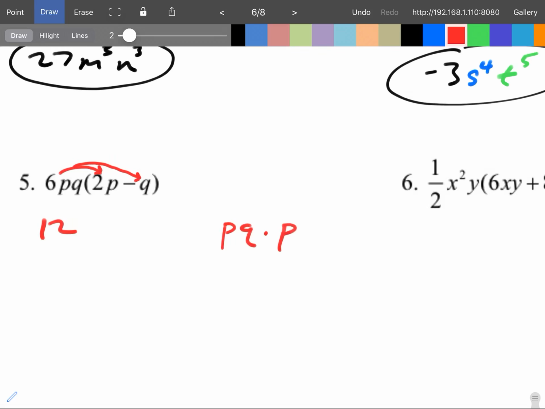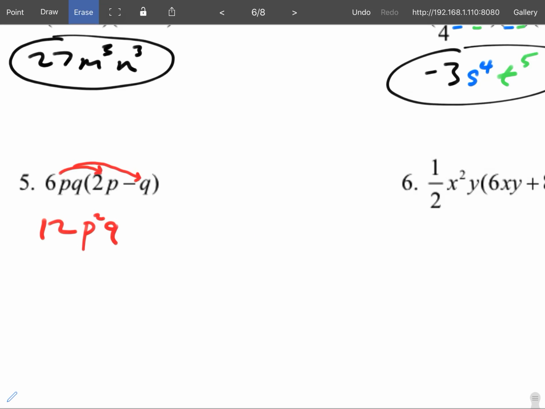So what's PQ times P? Would that be P squared Q? Yeah, good. You've got a P to the first times a P to the first, so it's going to give you a P squared Q.